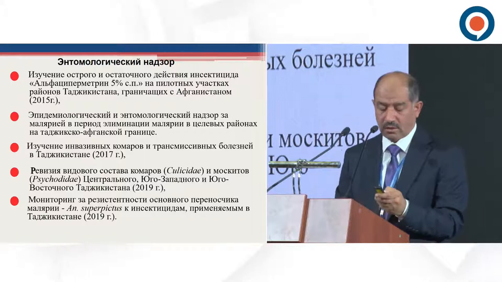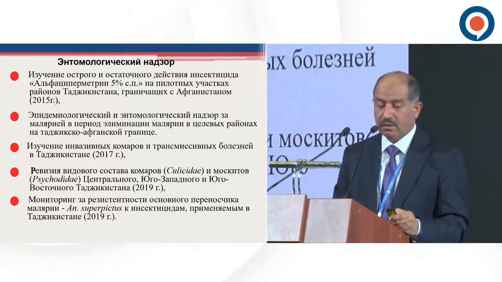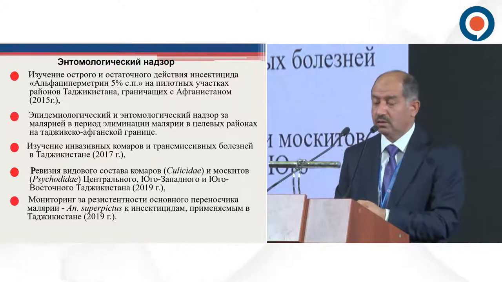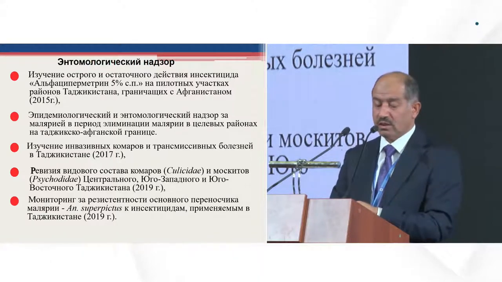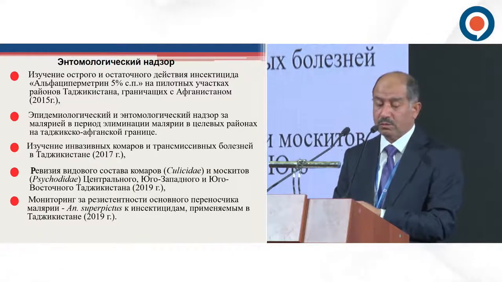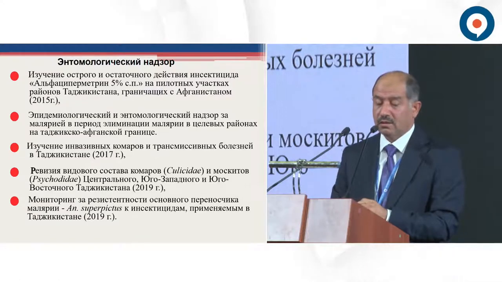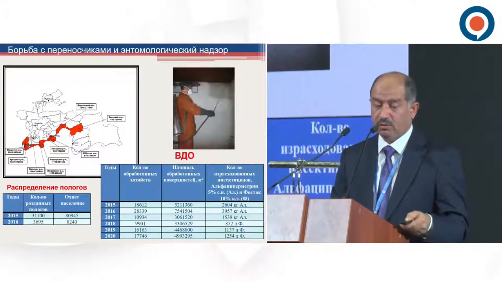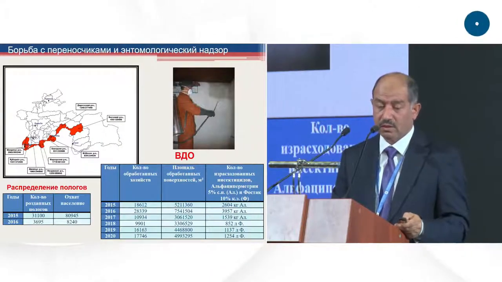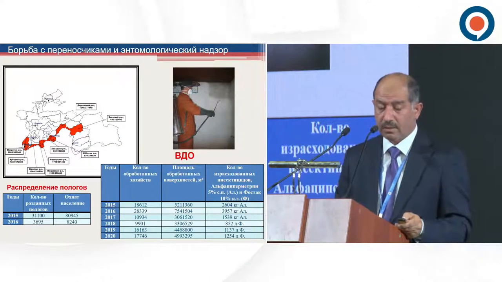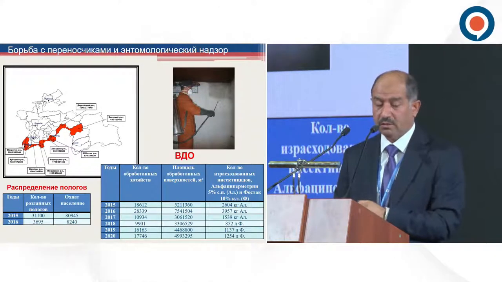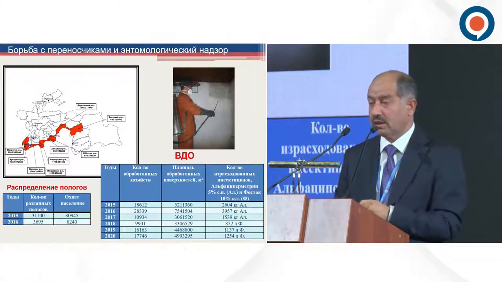We are making monitoring and revision of the type Culicidae and Psychodidae within the resistance of Anopheles superpictus to insecticides. All the tests were made in 2019. And this here, in particular, is distribution along the years.